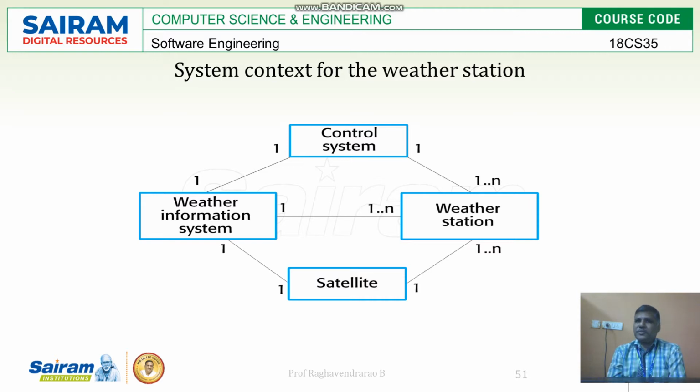One weather information system can communicate to the one satellite. One weather information system can get controlled by the weather control system. The control system can control the weather information system. That is one. And the weather information system is going to gather the information on different weather stations, one or more weather stations. Like this, the context is going to be there, meaning exactly what you should do. The functionalities are going to be mentioned in this.